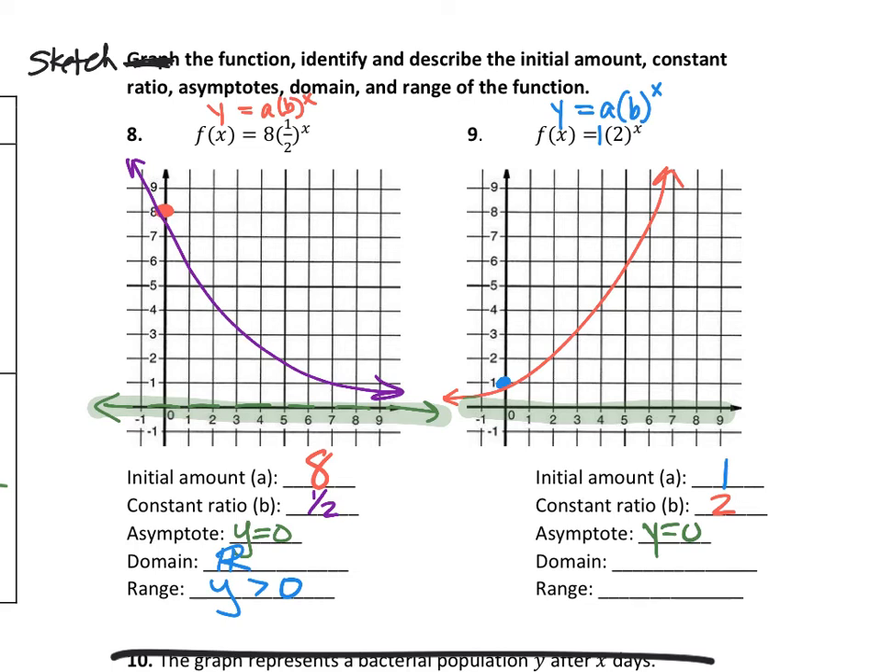What is the domain of this function? It extends all the way to the left and the right with no context, so it's all real numbers. Is this graph showing up all above the asymptote or below the asymptote? Above. So this is y greater than 0. Very cool.